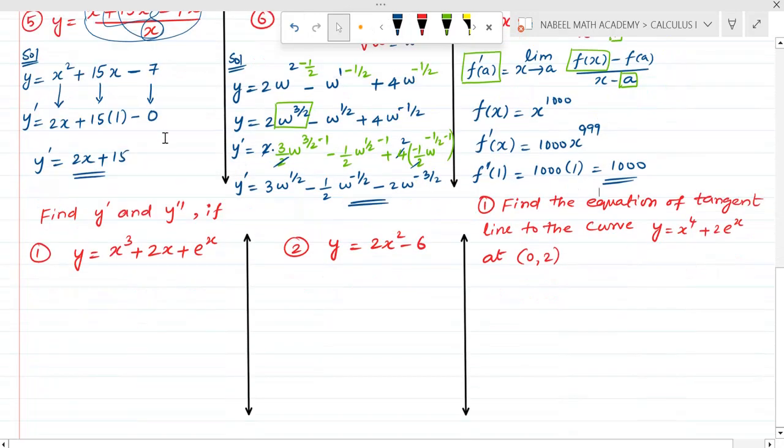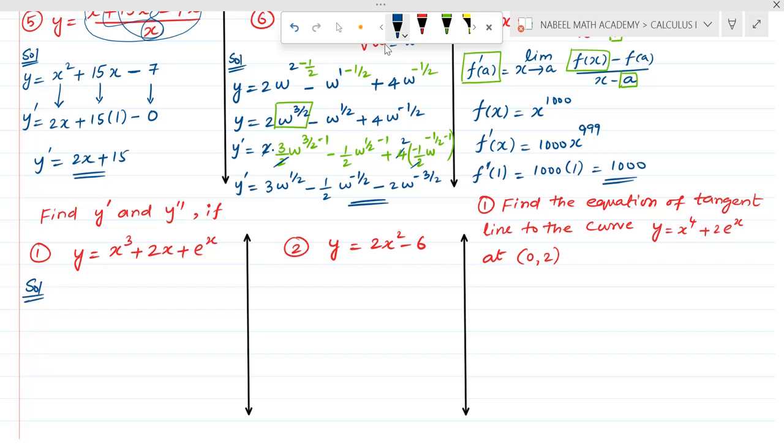Now the next one here is the successive derivatives, y prime and y double prime. It is asking for y prime, the first derivative, and y double prime, the second derivative. So I have to find this one. What is y prime? y prime is equal to 3x squared plus 2 plus e to the power x. Here we are differentiating y, and you will get y prime. So this is the answer.